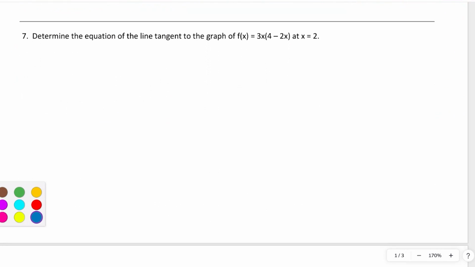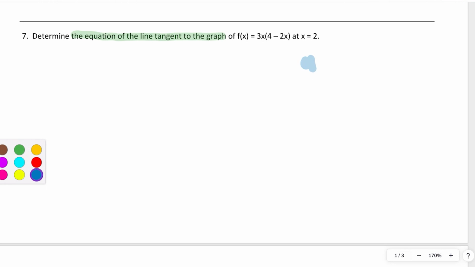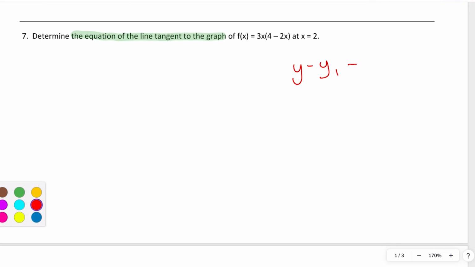Number 7, determine the equation of the line tangent to the graph. Okay, we've seen this a multitude of times at this point. This should be no surprise. The equation of the line tangent to the graph. We're getting our point slope form set up. And don't forget, we get the point from the actual function itself, and we're going to get the slope from the derivative, because that's what the derivative is.